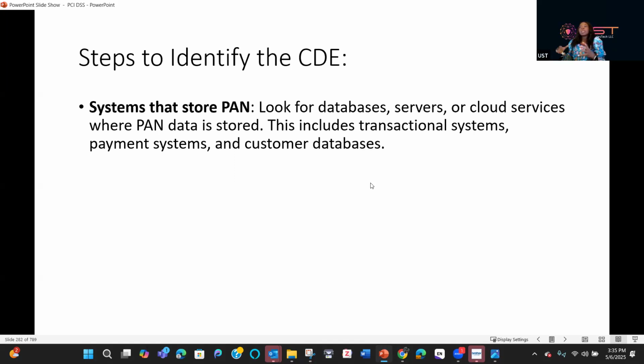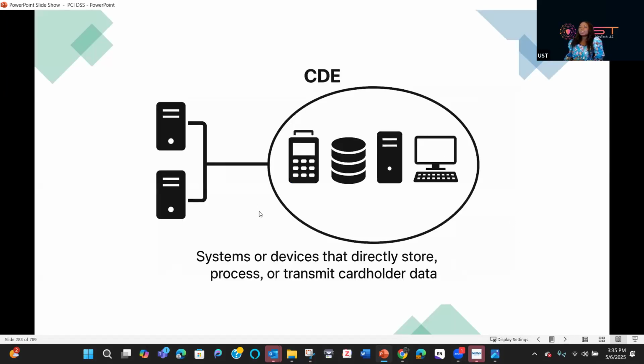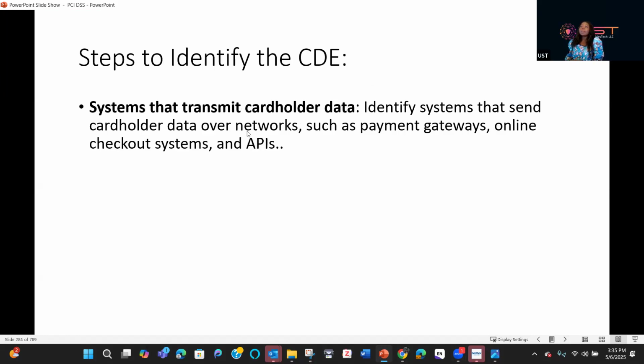Do you see? So that's the question: you want to identify your CDE, but how do you first identify it? That's why you ask questions, because you are new and you do not know. But by going through your policy, you should be able to read and understand the systems that are within scope. And this is an example of the CDE: systems or devices that directly store, process, or transmit cardholder data. And you already have that in the environment, right?